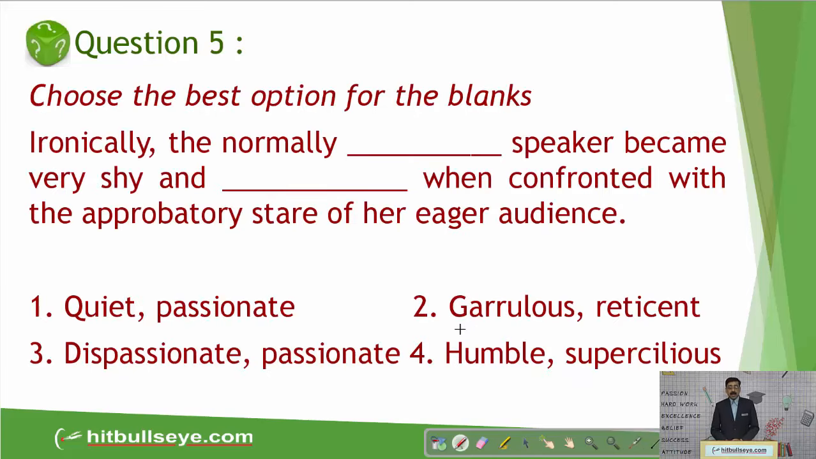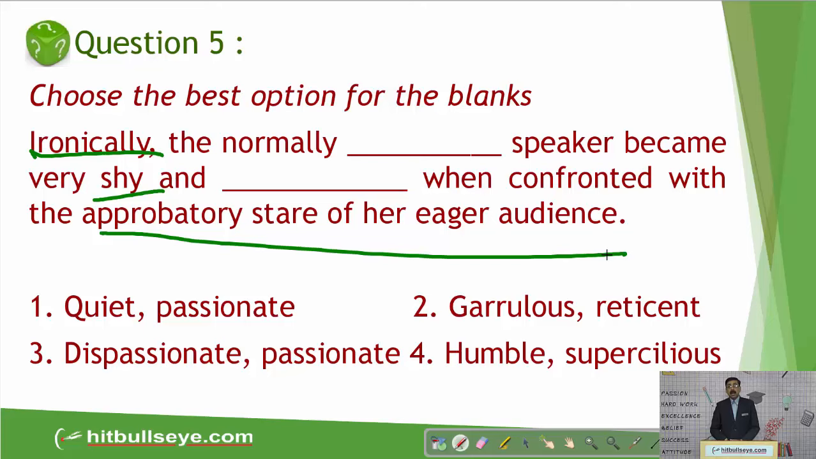Next question is based on sentence completion or fill in the blanks. The trick is very simple, that you need to understand the context, pick up the few clue words or the keywords and pick up the right answer option. So let us read the sentence first. It says, ironically, the normally dash speaker became very shy. So first keyword ironically, second is shy, and when confronted with appropriately stare of her eager audience.